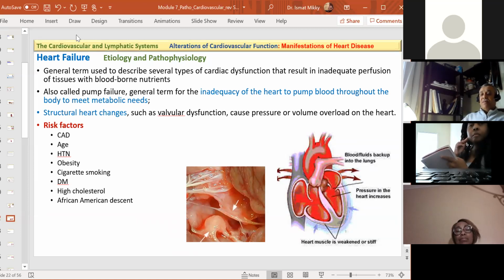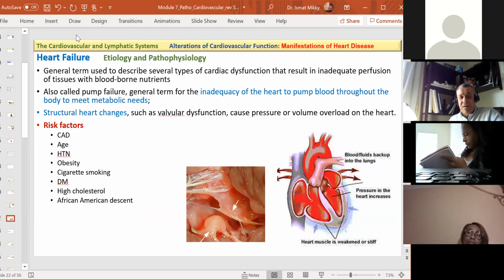Next topic is heart failure. CHF, we say heart failure because some types of heart failure don't involve congestion as one of the features or mechanisms within the disease process. So we just say heart failure because we have too many types. Some are congestive, others are non-congestive. Heart failure is a general term used to describe several types of cardiac dysfunction that result in inadequate perfusion of tissues with blood-borne nutrients.